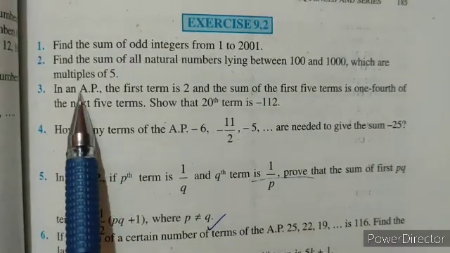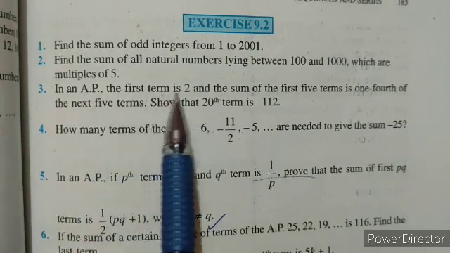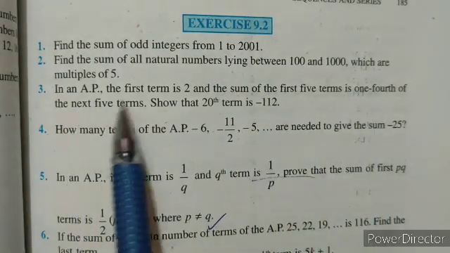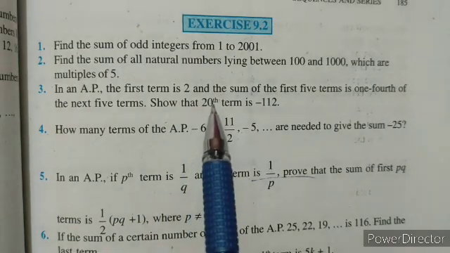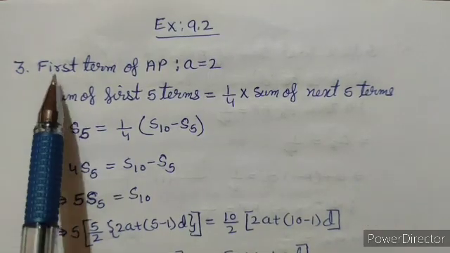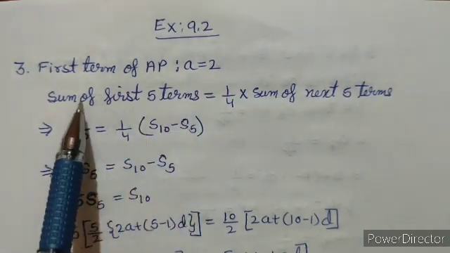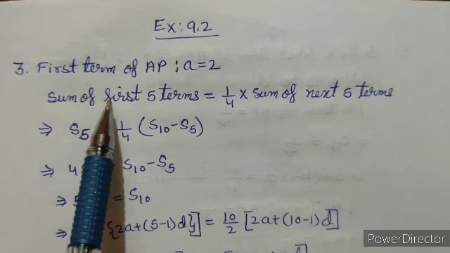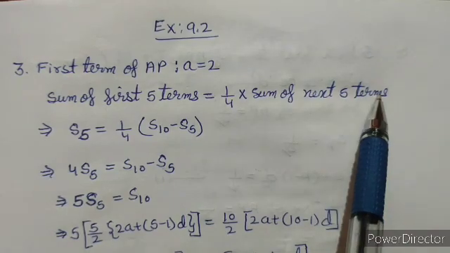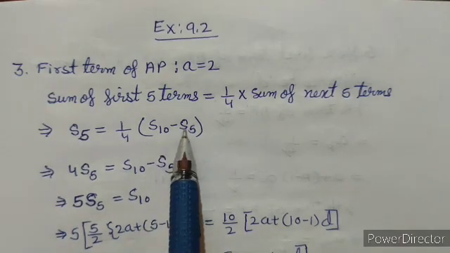Now in question number 3 of exercise 9.2, in an AP, the first term is 2 and the sum of the first 5 terms is 1/4 of the next 5 terms, and we have to show that the 20th term of the AP is minus 112. Here the first term of the AP is given as 2. It is also given that the sum of the first 5 terms is equal to 1/4 of the sum of the next 5 terms. That means S5 is equal to 1/4 of (S10 minus S5).